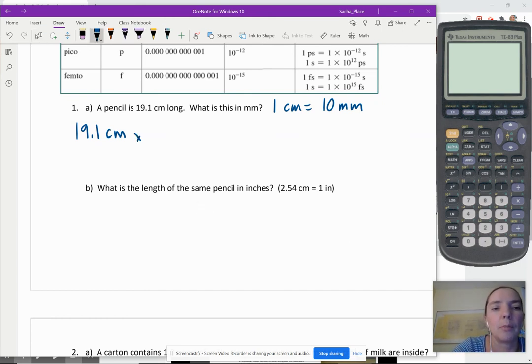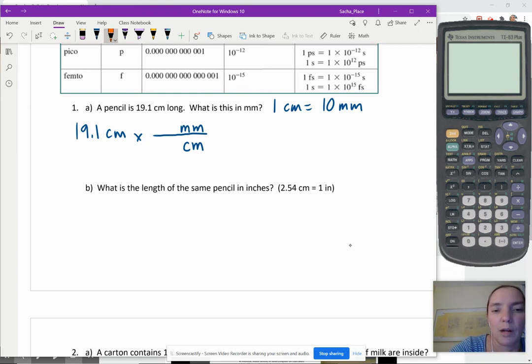Now I'm going to multiply this by a unit conversion factor. And the unit conversion factor I want is the one that would cancel out centimeters. So I want to have centimeters on the bottom, and would give me millimeters, so putting millimeters on the top.